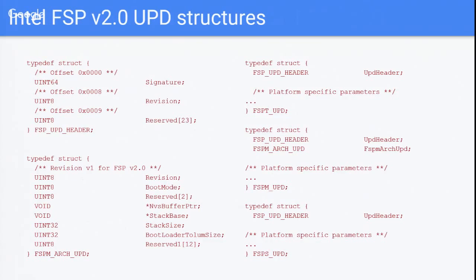But other than that, the NVS buffer pointer is the S3 data, which FSP will pass in the previous boot. The bootloader will save it and pass it back through this. And the bootloader total size is for the CBMEM allocations, or if you want a custom memory region carved out of the memory allocation, that's the one.